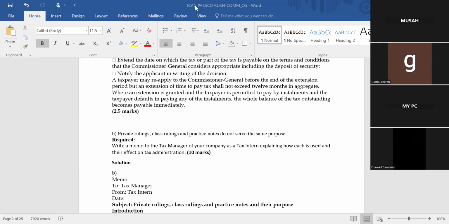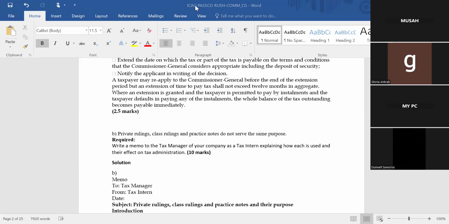Now, what this means is that the ruling that was given by the Commissioner General was a class ruling. Why is it a class ruling? It is a class ruling because if you and I are part of the Association of Bankers, we can rely on that ruling. Because it is a group of taxpayers that came together to apply to the Commissioner General for his interpretation.